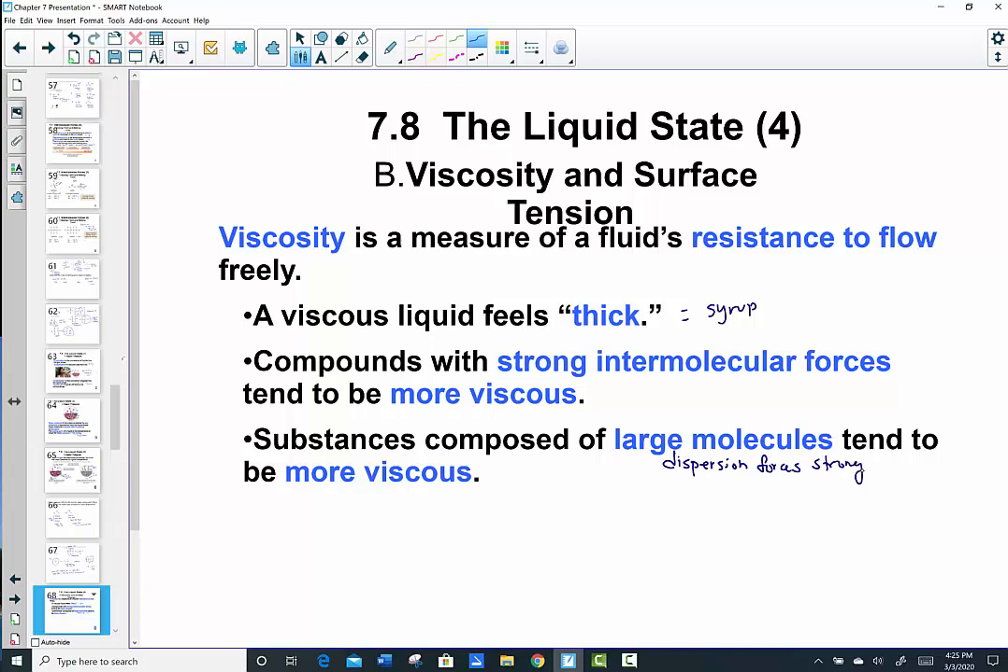So molecules being held together to create a very thick liquid are known as viscous. Viscosity is a measure of that fluid's resistance to flow freely. Let's say water, of course, flows quite freely.